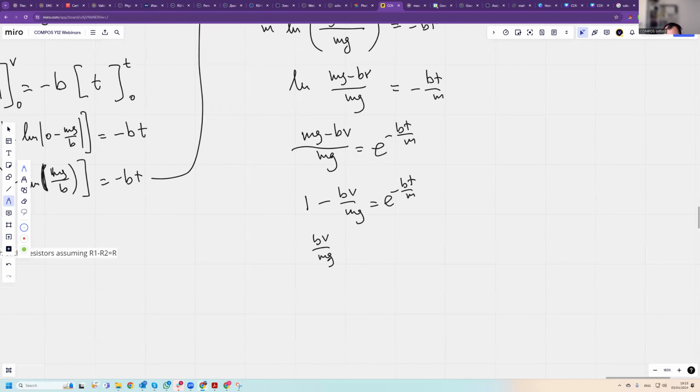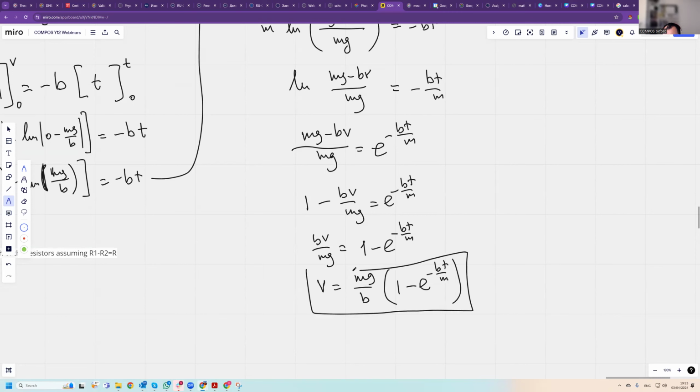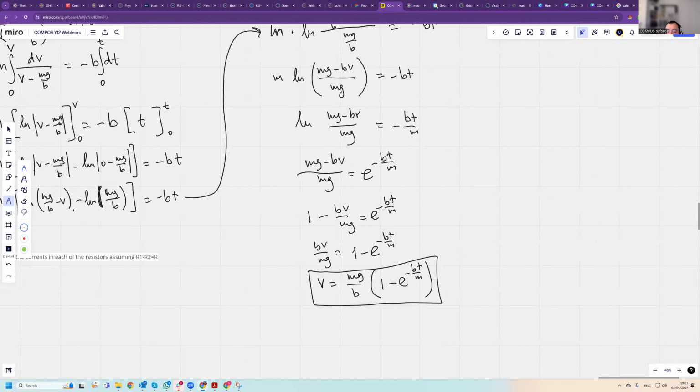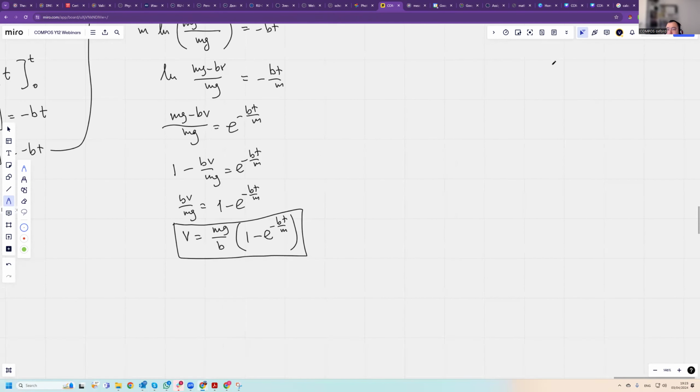Bv over mg is equal to 1 minus e to the power minus bt over m. So v is equal to mg over b, open bracket, 1 minus e to the power minus bt over m. And that's the velocity. That's the function of the velocity. Let's sketch that.